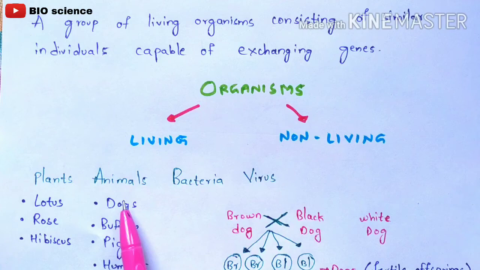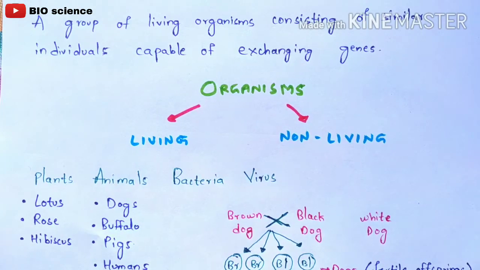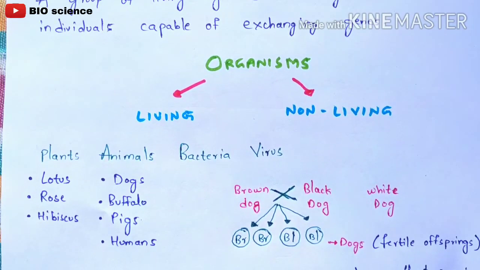So the group of individuals of a particular organism is called a species, and that living organism is the dog which we took as an example. Similarly, if you take the example of buffalo, the group of living organisms is considered a species, and that living organism may be buffalo or pigs or humans or lotus, rose, hibiscus. It may be any type or variety of species, right? So now you have understood what is meant by species.